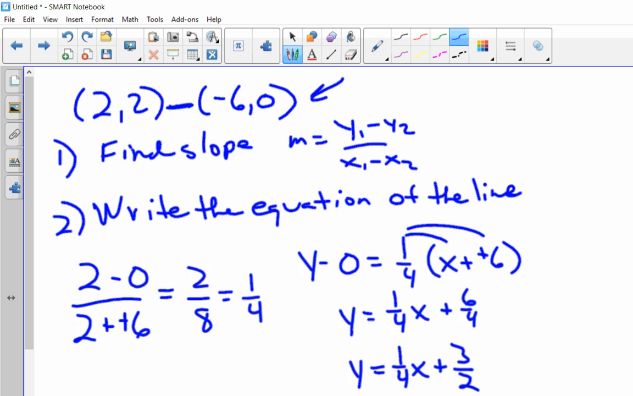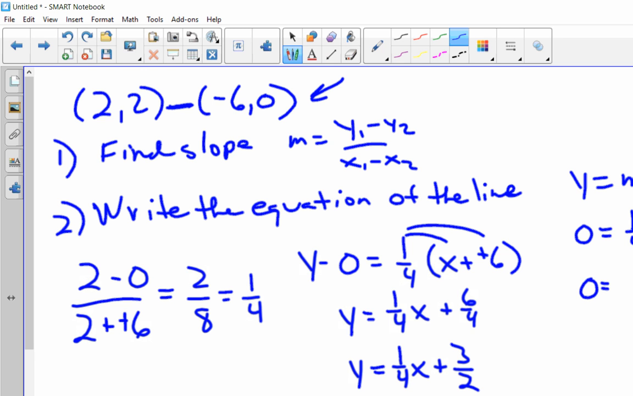Okay. If I do the y equals mx plus b, I'm going to pick the same point. Actually, let's do this. I'll kind of stir things up a little bit. Now I'll use the same point. I don't want to confuse you. My y was 0. My slope was 1/4. My x is -6 plus b.